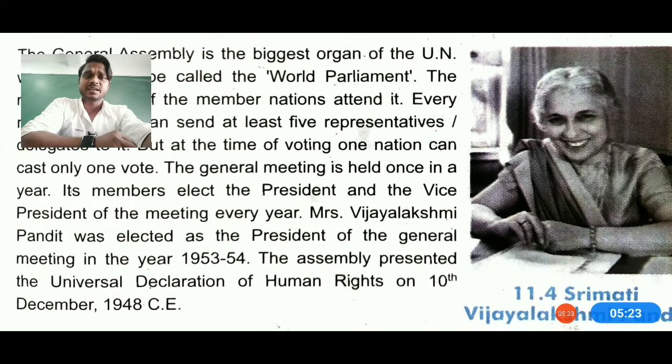Its members are elected, and we can say the president as well as the vice president of the meeting are elected every year. Mrs. Vijayalakshmi Pandit, the sister of Pandit Jawaharlal Nehru, was elected as the president of the General Assembly in the year 1953. Apart from that, the Assembly presented the Universal Declaration of Human Rights on 10th December 1948. Now, what are human rights?